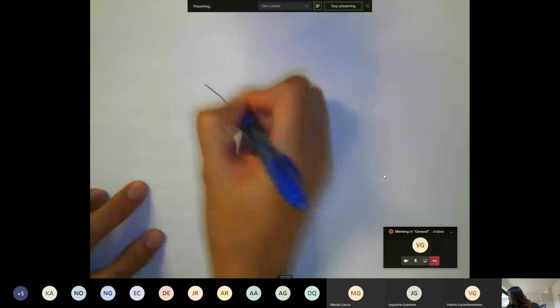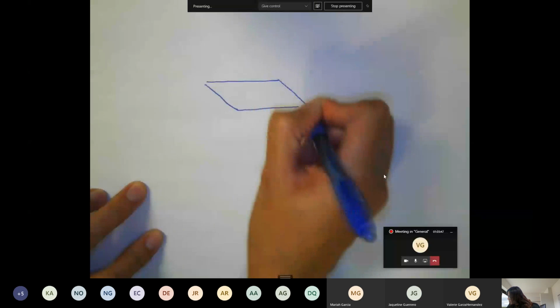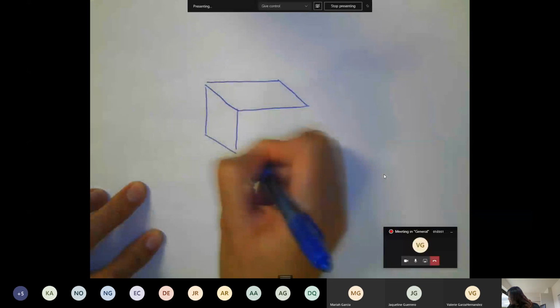Okay. So let's say that you have to measure the volume of this cube. How do you measure the volume of a cube?